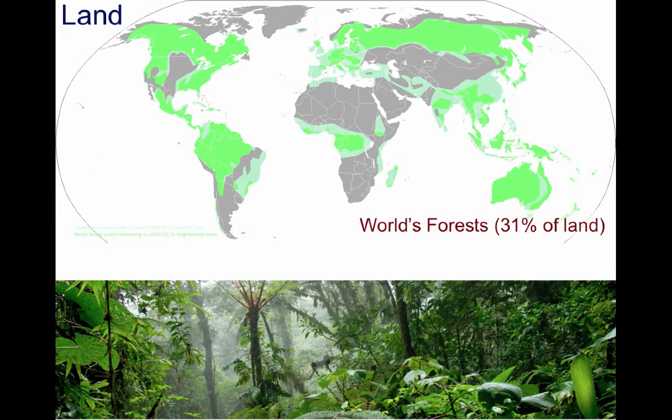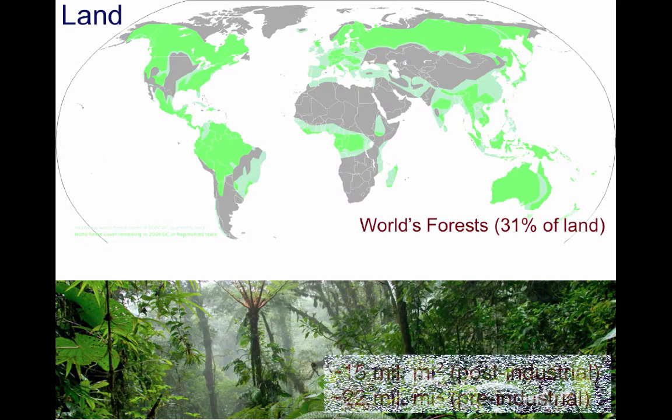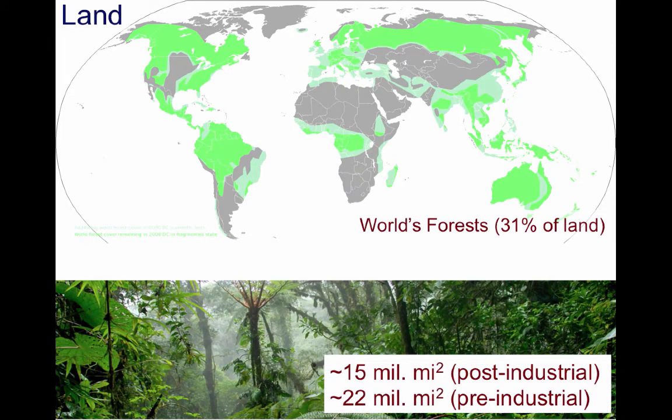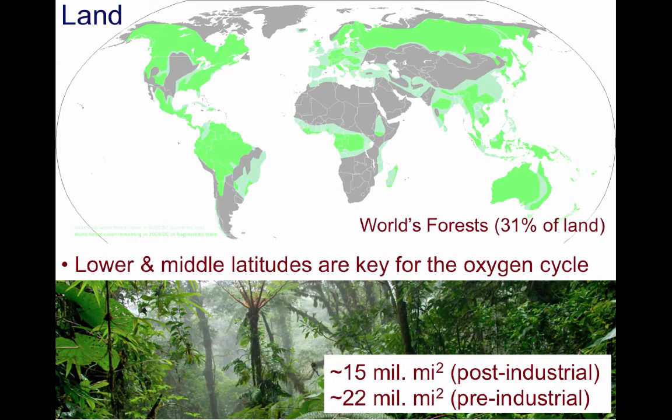Now let's look at the land, and as you can see on the map, more specifically, at the world's forests, which cover around 31% of all land area on the globe. This amounts to around 15 million square miles. Compare that to the pre-industrial number of around 22 million square miles, and you get an idea of how mankind has altered the physical landscape. The forests, and especially the tropical forests in the low latitudes, are vital contributors to the oxygen cycle, converting carbon dioxide into breathable oxygen.